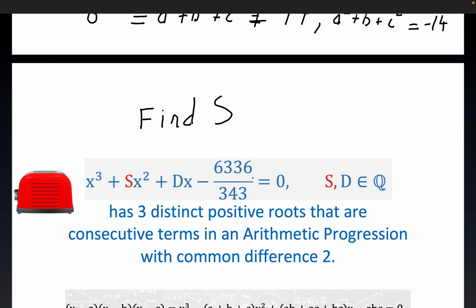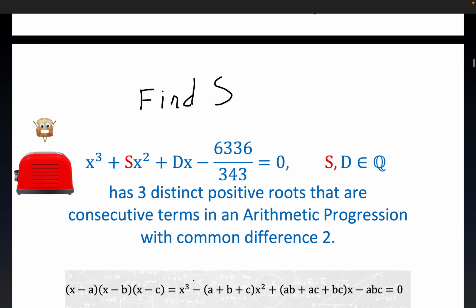Okay. Now, S and D are specified to be rational, although I'm not sure you even needed to do that. I think it just works out that way. Now, it works out whether or not you assume that they're rational or not. What we do know is that it has three distinct positive roots that are consecutive terms in an arithmetic progression.